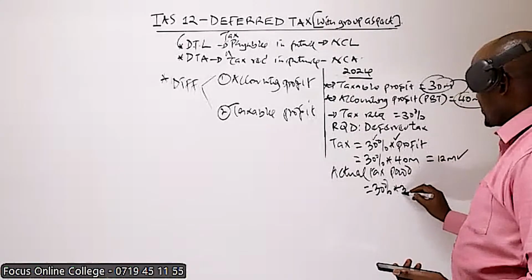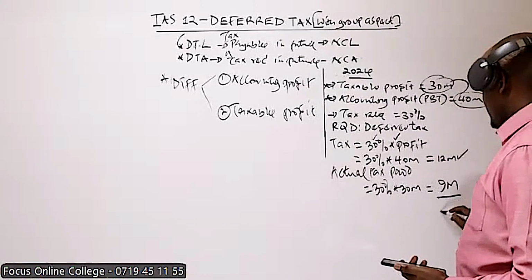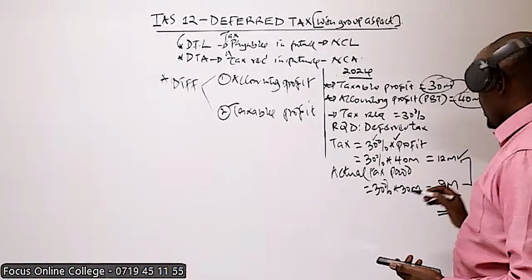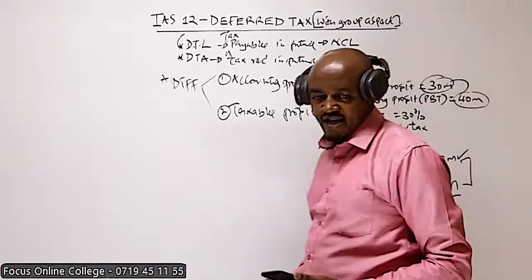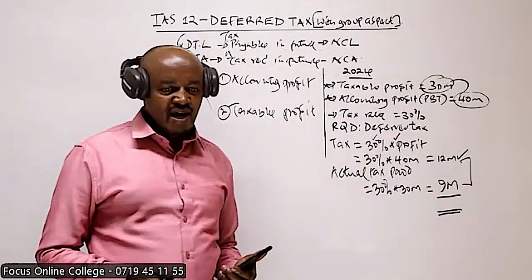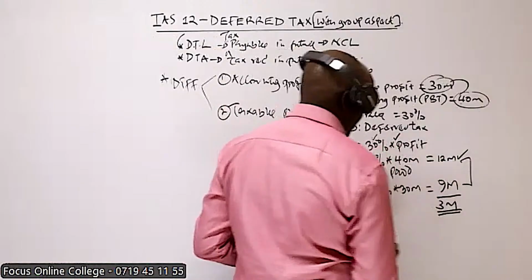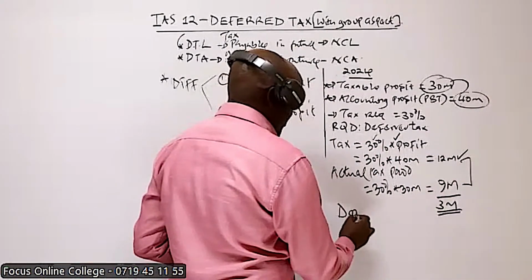The taxable profit is 30 million, and that will give us 9 million. Now, the difference between these two figures, the tax the company was supposed to pay and the actual amount of tax to be paid by our company, is 3 million. We refer to this as a deferred tax.